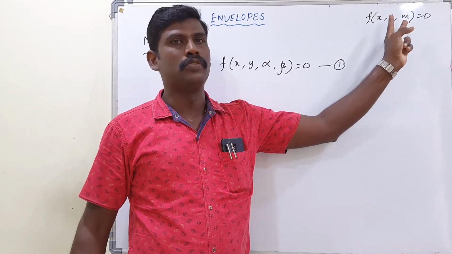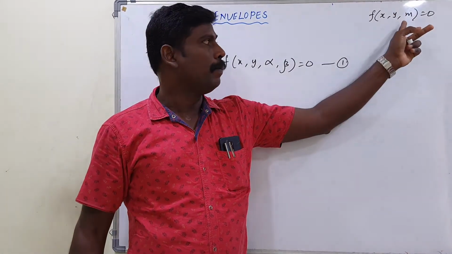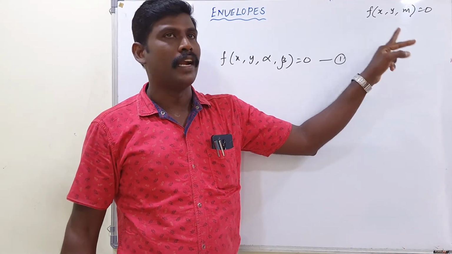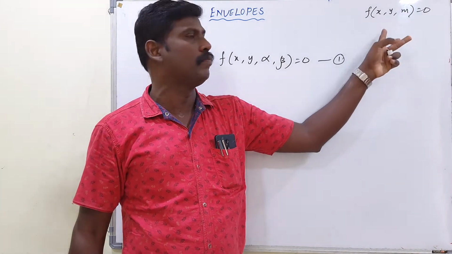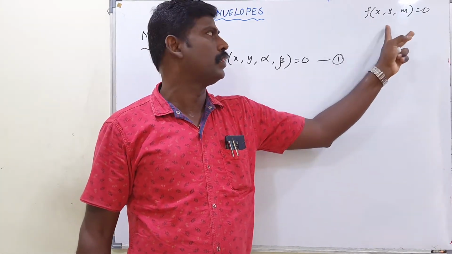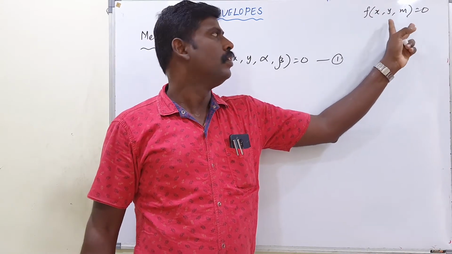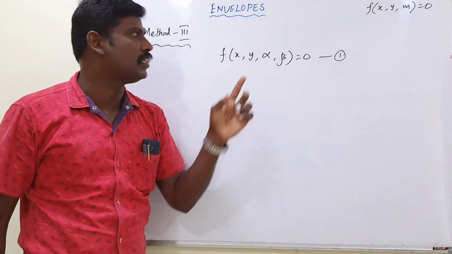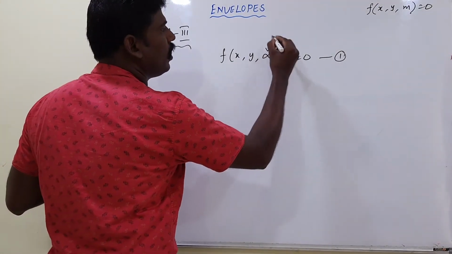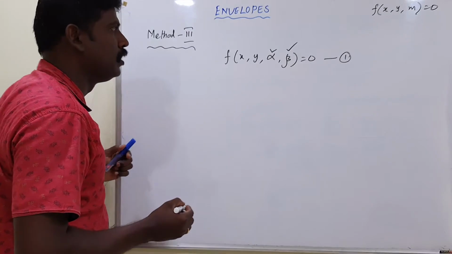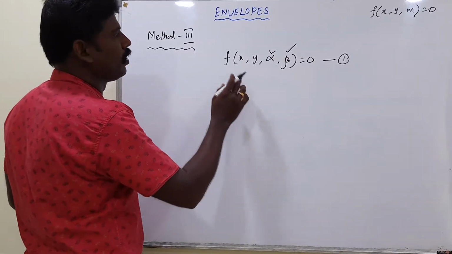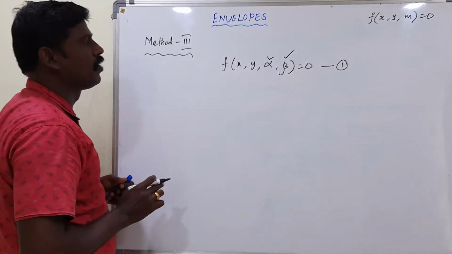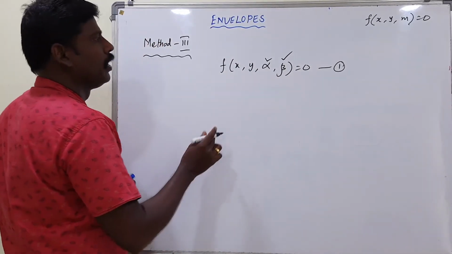So there are two methods to find the envelope of the given curves: by rewriting the equation into quadratic form, and if it cannot be written in quadratic form, then taking partial derivatives. There are two methods to find the envelopes of such curves, isn't it? Here, suppose the given family of curves has two parameters. Alpha is one parameter and beta is another parameter. So hereafter we are going to find the envelope of the given family of curves having two parameters, right?